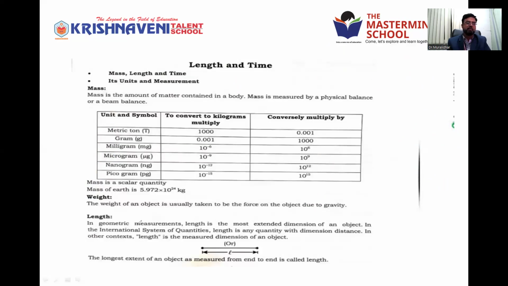Then come to length, the second one. Right? Length. So it is a geometrical measurement. Length is the most extended dimension of the object, meaning starting to ending. In the simple way, in the international system of quantities, length is any quantity that is a dimension of distance. In other contexts, length is the measured dimension of the object. See, from starting to ending. The longest extent of an object measured from end to end is called length. End to end measurement is called length. Right?